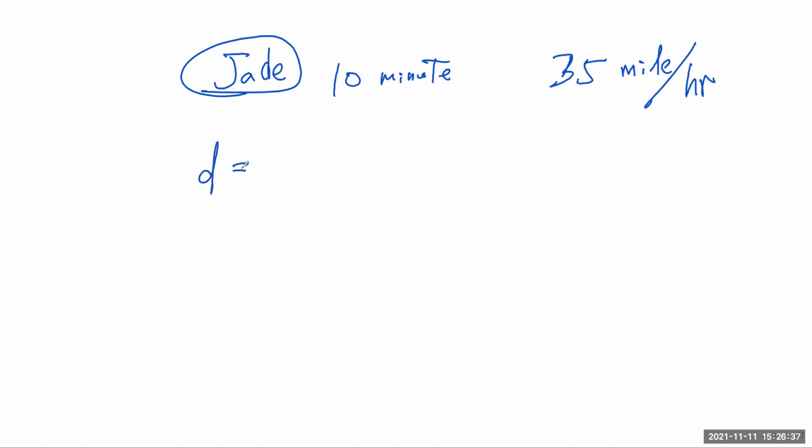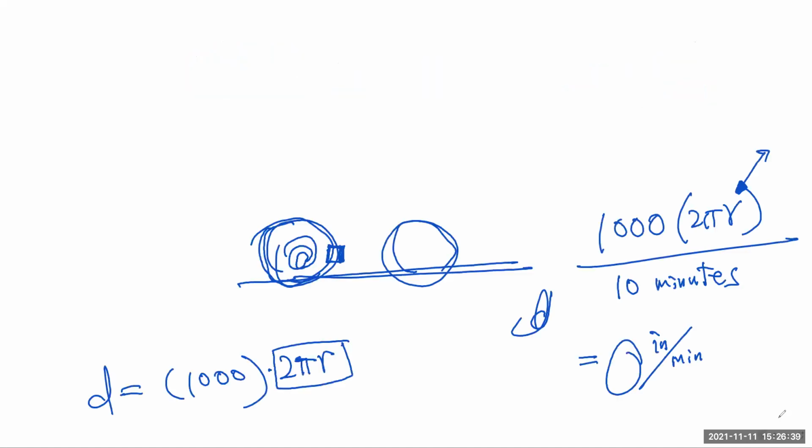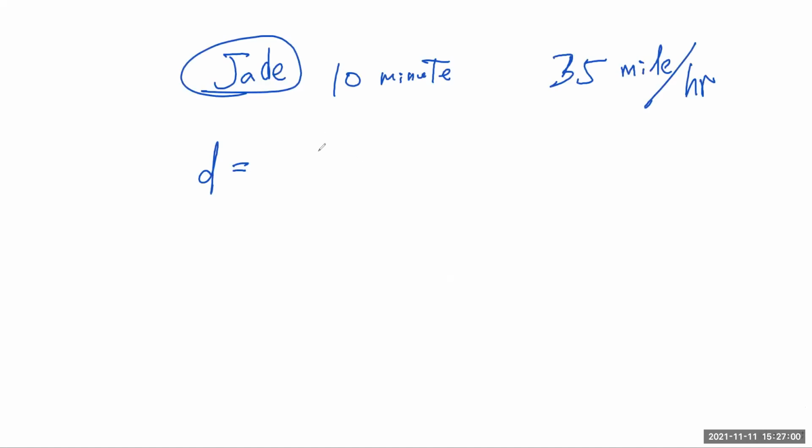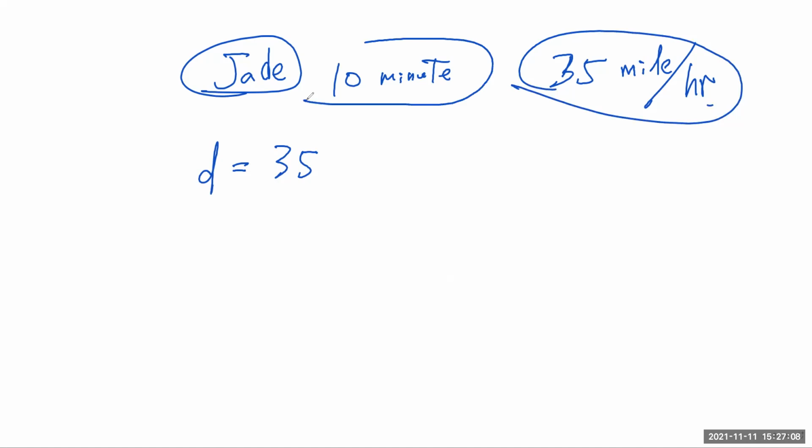Remember, we just did the formula, right? The formula is d equals v times t. So the distance is the speed times the time, right? So it should be 35, that's our speed, 35 miles per hour. But this is per hour and this is in minutes, so we have to change that to hours, right? So that is 10 over 60.